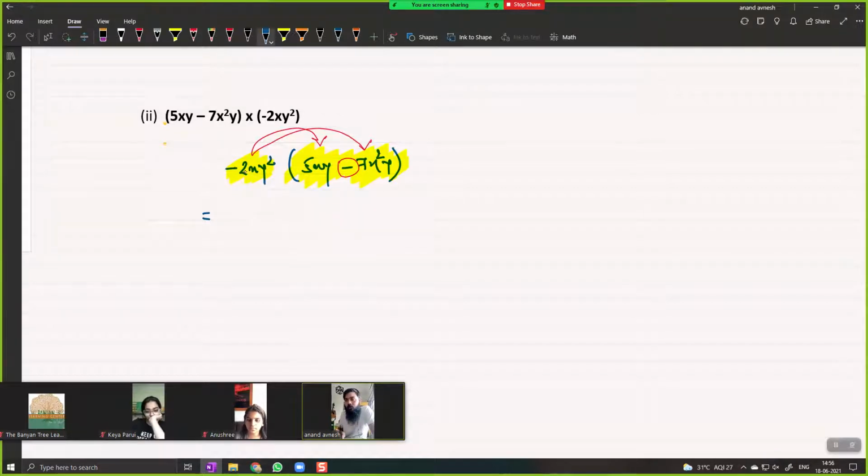So pay attention. Minus 2 into 5 is minus 10. X into x is x square. Y square into y is y cube. Can you do that? Yeah, oral multiplication, that is better.